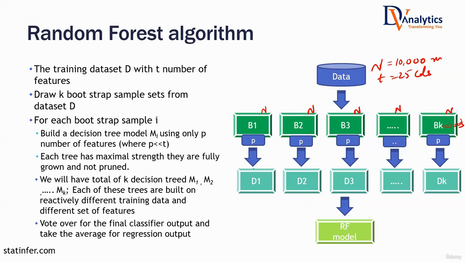On each of the bag, you build a decision tree model. But while building the decision tree model, do not use all the T columns. Use only P columns where P is much, much less than T. Not just less than, much, much less than T. Use only P columns, build a decision tree, randomly pick P. Let's say, for example, out of 25, you pick only 5 columns. Then build the decision tree. Once you have these decision trees, collate these results. That is the random forest algorithm.